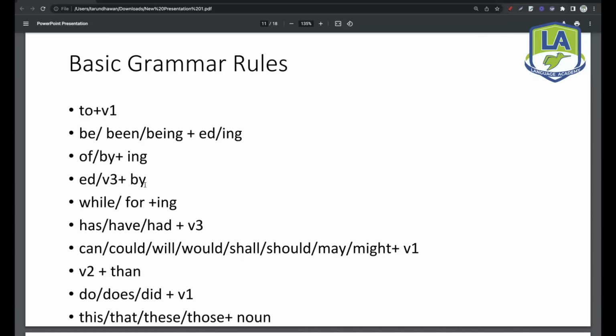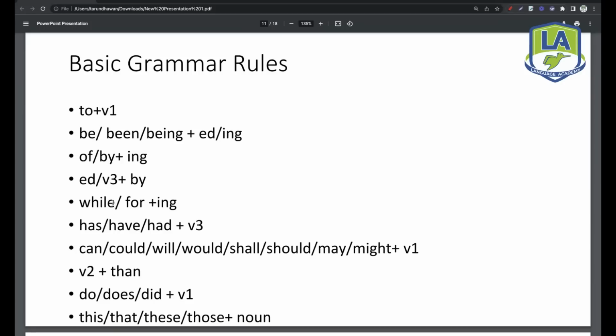Then if you have a blank before by, it always comes third form of verb. The answer is given by the student. You cannot say the answer is give by the student or the answer is gave by the student. So before by, if we have a blank, it will be third form of verb always.